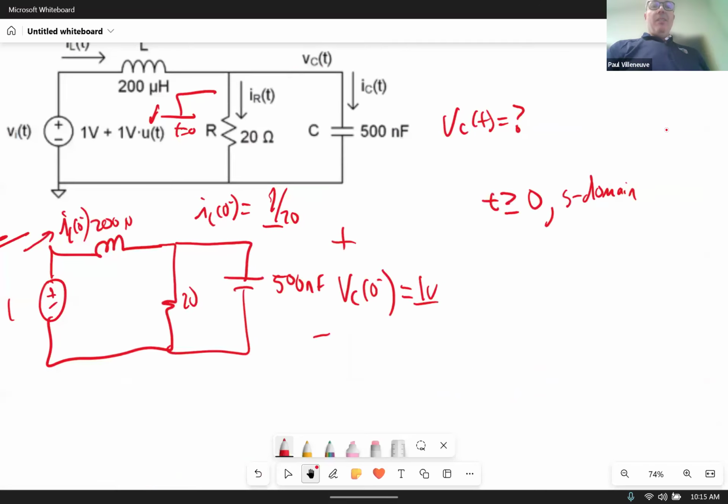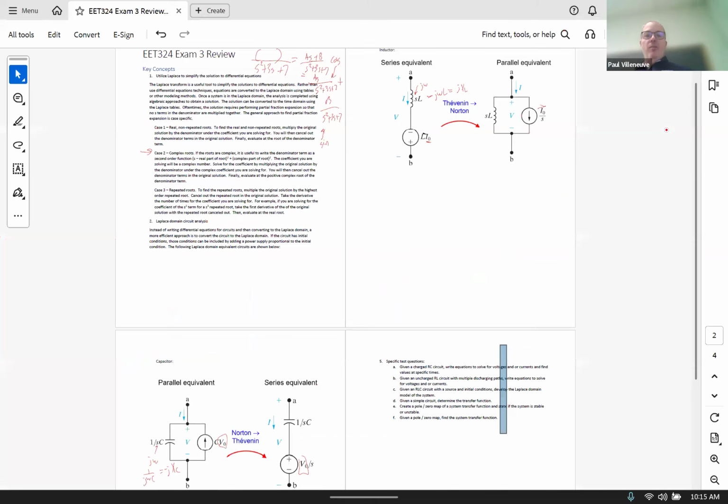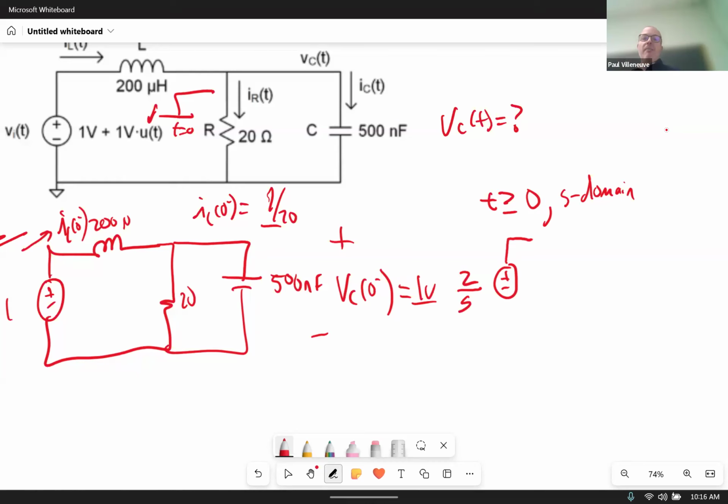So at time t greater than 0, now this becomes 2, right? Because it's after 0, but it's not 2. It's 2 over s, right? Because we're in the Laplace domain. Now we're going to go to our inductor. The question is, should I do the parallel equivalent or the series equivalent? You can do the series, but I'm looking for the voltage here to here.